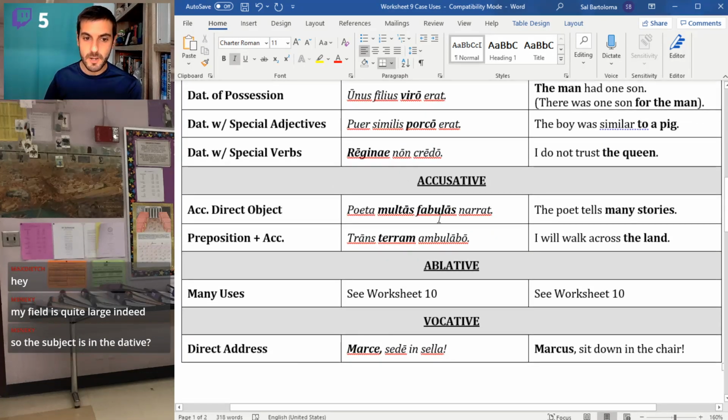Accusative, right? Direct object, definitely a big one, right? So the thing being verbed in an active sentence, the poet tells. What does he tell? Many stories, right? So that's why they are in the accusative case. And then the other sort of general use of the accusative we see a lot, any kind of preposition that takes the accusative. So for instance, the preposition trans, which means across, takes the accusative. So across the land, I will walk. There are a lot of prepositions that take the accusative case.